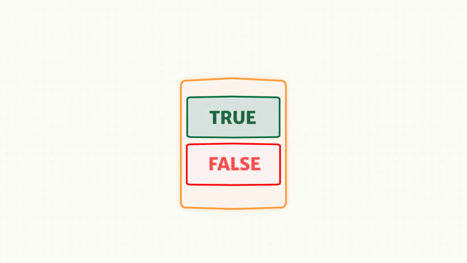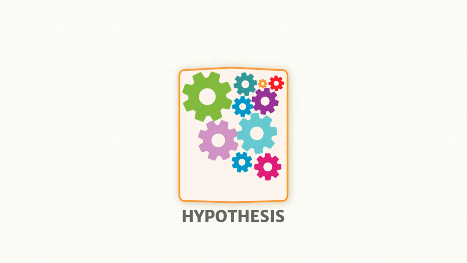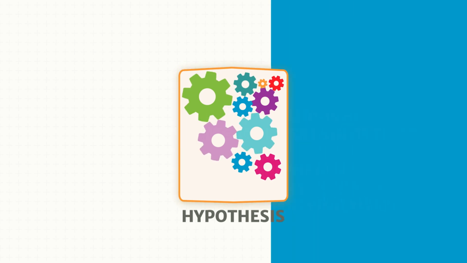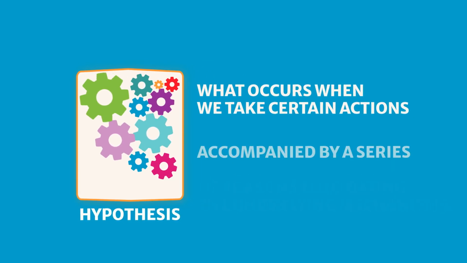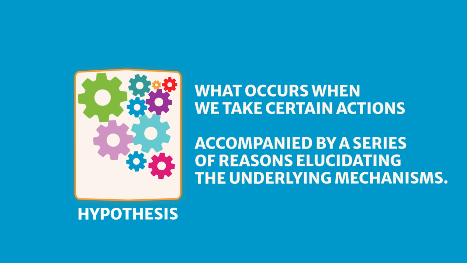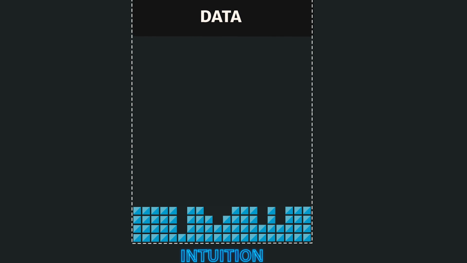It's crucial to note that we can validate if something is true without necessarily understanding the underlying reasons behind it. We can test the effects of a phenomenon without fully comprehending its inner workings. A solid hypothesis often entails a broad intuition about what occurs when we take certain actions, accompanied by a series of reasons elucidating the underlying mechanisms. The fun part is then using data to challenge or validate our intuitions, asking ourselves if the data aligns with our intuitive understanding of how the system operates.